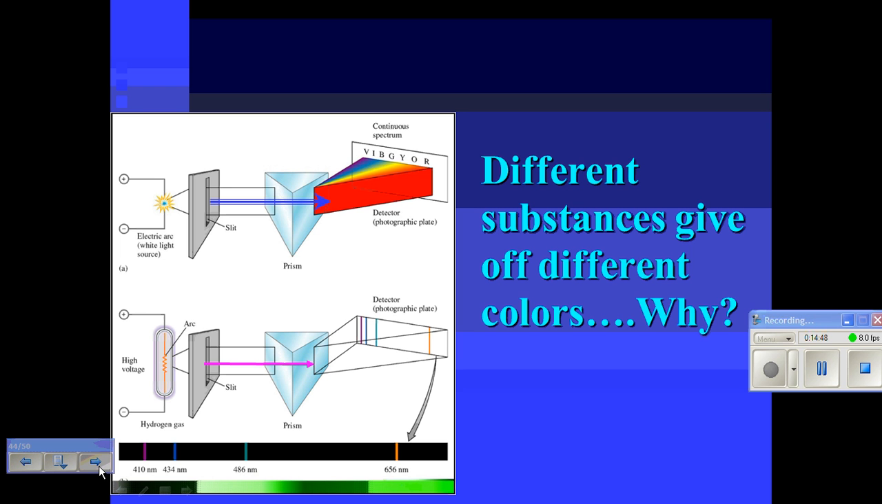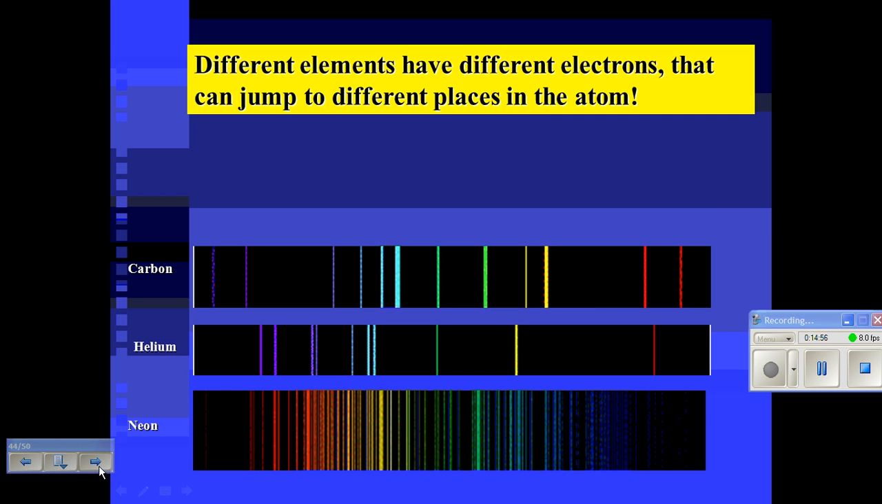So different substances do give off different colors, but why does this happen? It's not just based on how many electrons they have, but it depends on how many jumps those electrons can make. This gives you a spectrum of some different elements.